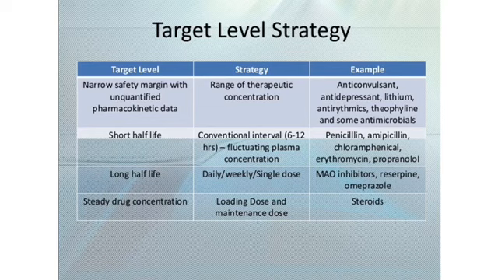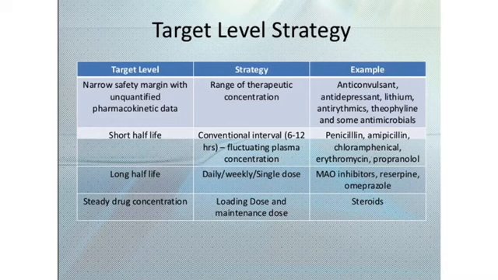For example, those with a narrow safety margin and unquantified pharmacokinetic data. The strategy for administering them is case-to-case basis: each drug has a range of therapeutic concentrations, and each therapeutic concentration is trialed to see which is the best fit for the patient. Examples with a narrow safety margin and limited pharmacokinetic data: anticonvulsants, antidepressants, lithium, antiarrhythmics, theophylline, and some antimicrobials.